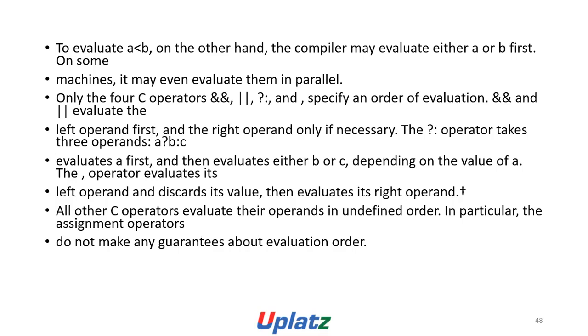Only the four C operators &&, ||, ?: and comma specify an order of evaluation. The && and || operators evaluate the left operand first and the right operand only if necessary. The question mark colon operator takes three operands. In a ? b : c, a is evaluated first and then either b or c is evaluated, depending on the value of a. The comma operator evaluates its left operand and discards its value, then evaluates its right operand. All other C operators evaluate their operands in undefined order. In particular, the assignment operators do not make any guarantees about evaluation order.